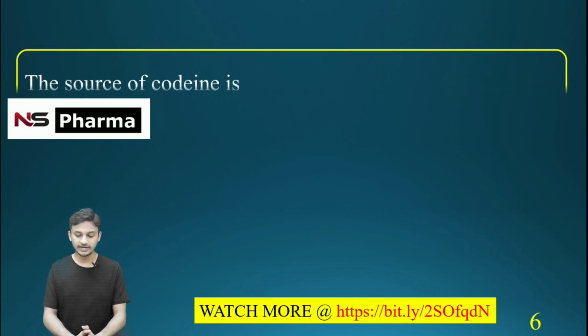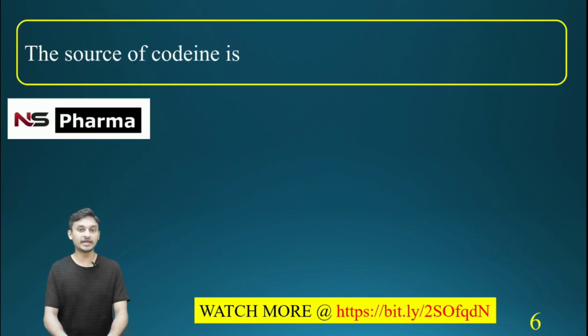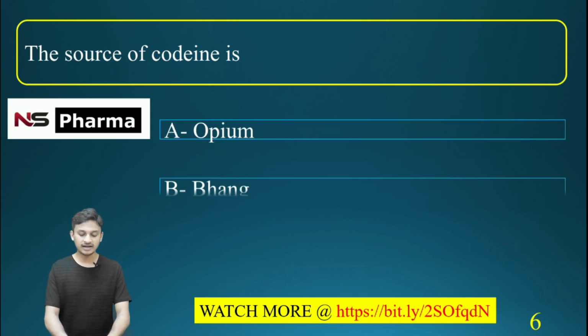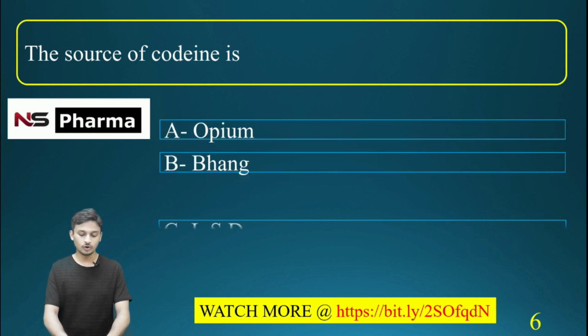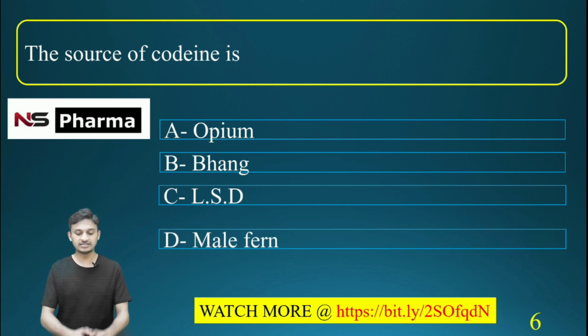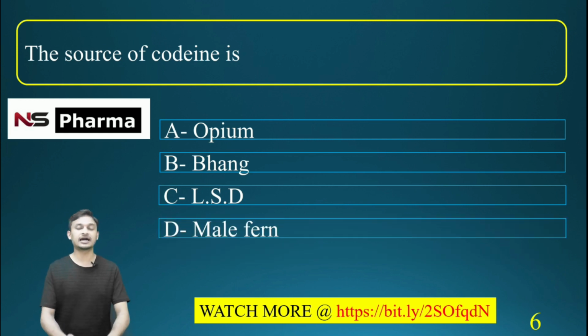The source of codeine is. Options are option A opium, option B bhang, option C LSD, option D male fern. The correct answer is option A opium.